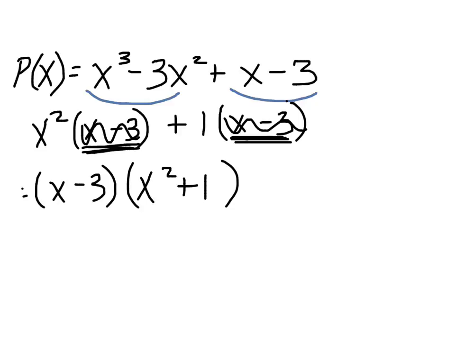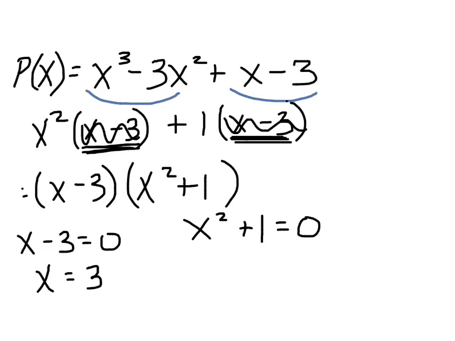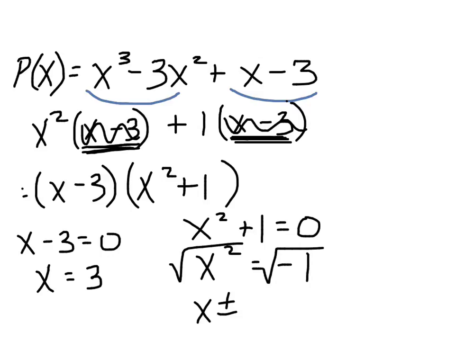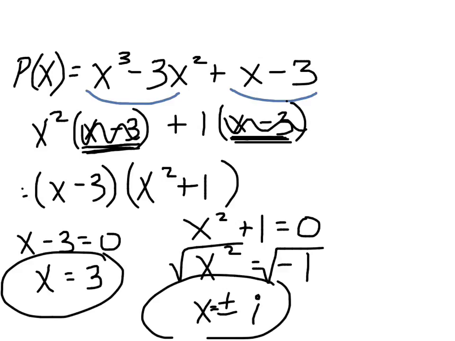Now, as far as finding the zeros, what I would do is set each factor equal to 0 and solve for x. So if I add 3 over, I get x equals 3. And on this side, here's where the complex part comes in. If I subtract 1, I get x squared equals negative 1. And when I take the square root, anytime you square root a negative, you should always get plus or minus, and it should be an i, because the square root of negative 1 is i. So for these, a lot of times you're going to have an i involved in your answer.